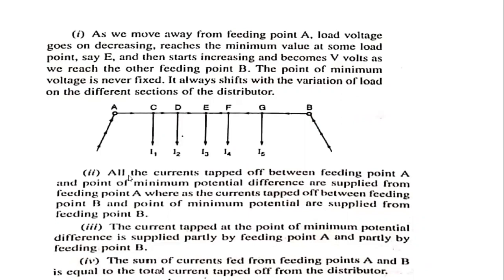Next, coming to the second point, all the currents tapped off between point A and the point of minimum potential are supplied from the feeding point A. Whereas the currents tapped off between feeding point B and the point of minimum potential are supplied from point B. Therefore, the current tapped at the point of minimum potential is supplied partially by feeding point A and partially by feeding point B.